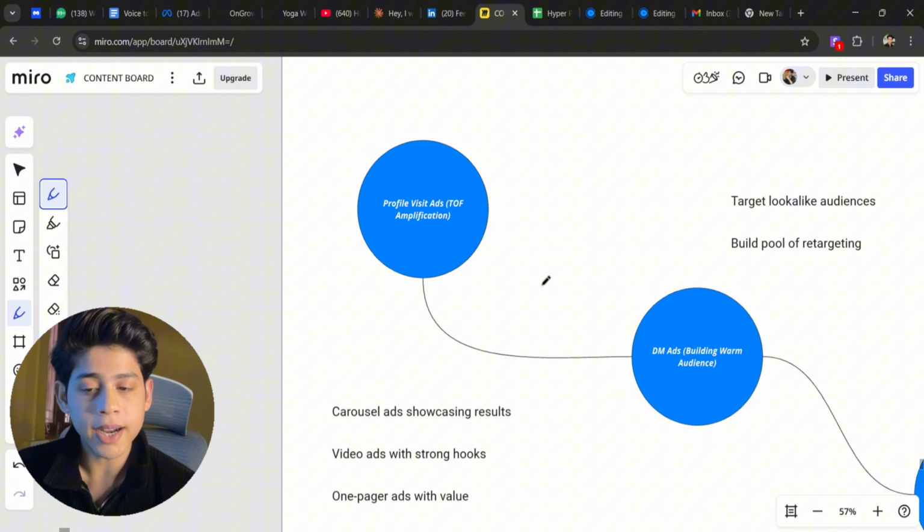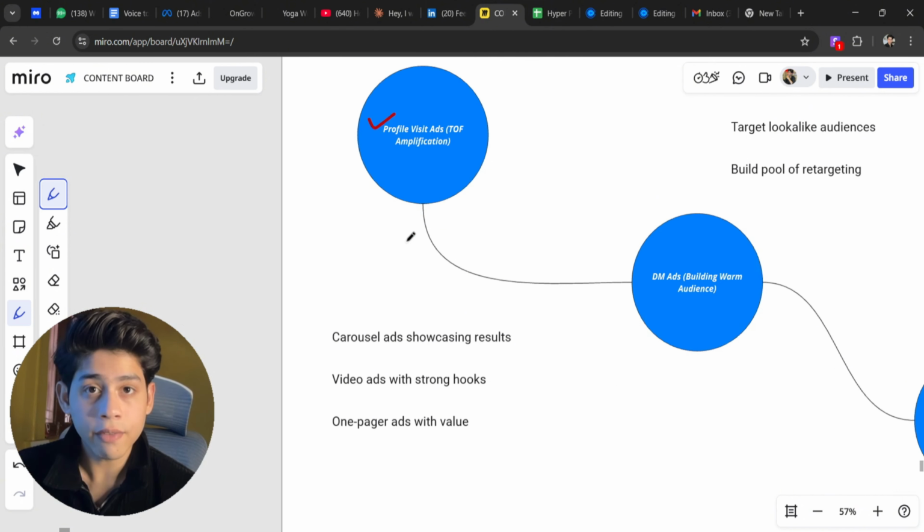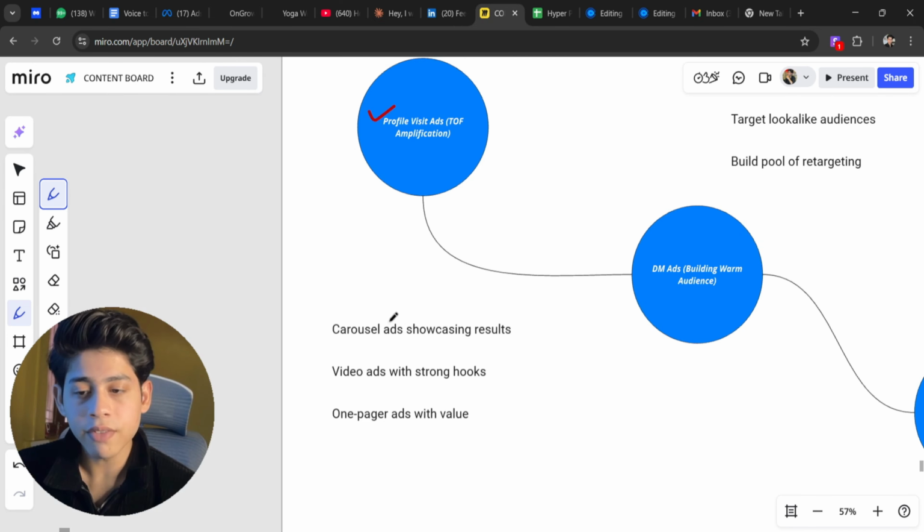How you can leverage with paid ads? Let me tell you some steps. Also, what type of ad campaign that you can run. So this is profile visit ads, which is top of the funnel amplification. As you know, in the top of the funnel, we target the cold audience, where we do the same by running the profile visit ads, right? And in the profile visit ads, we mainly use carousel ads to showcase the results, video ads with strong hooks, and one-pager ads with value.